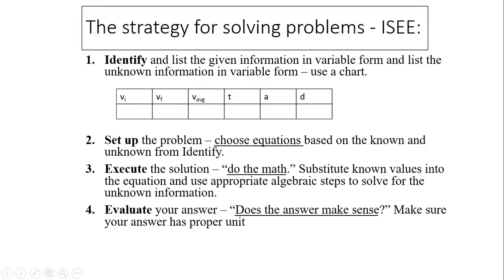The strategy for solving problems. To simplify it, it's IC. What does I mean? Identify. Identify what? The list of given information in variable form and list unknown information in variable form. Use a chart. So write down all the things that you're supposed to use, such as initial velocity, final velocity, average velocity, time, acceleration, distance or displacement. That's identify for I.